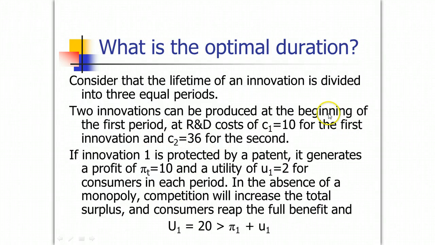How much does it cost to get them off the ground in the first place? Then if they're under patent protection, who gets the benefit? Most of it goes to the monopolist. If they come off patent protection, who gets the benefit? All of it goes to the consumer.